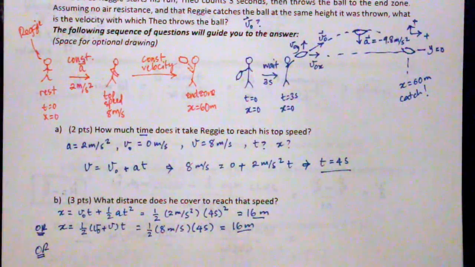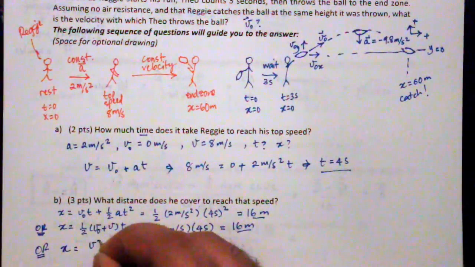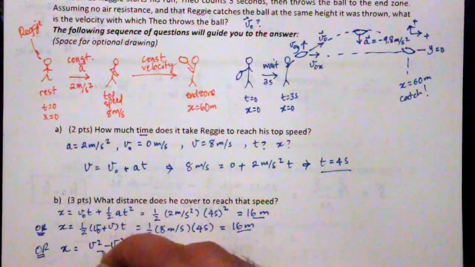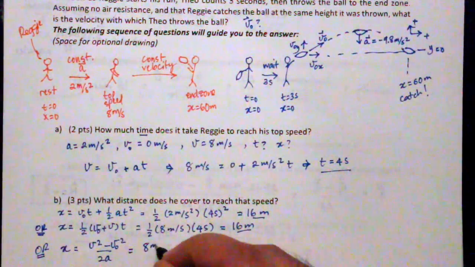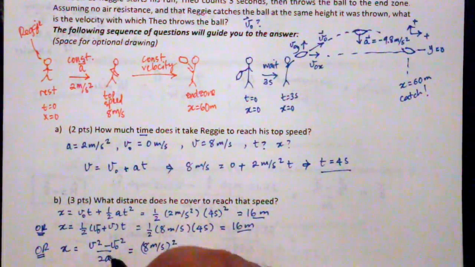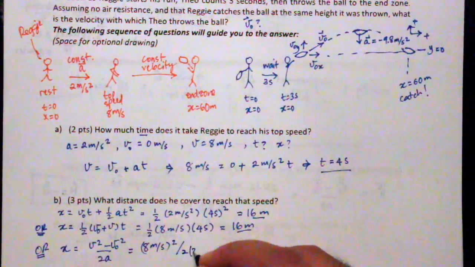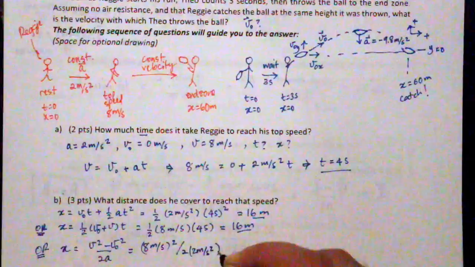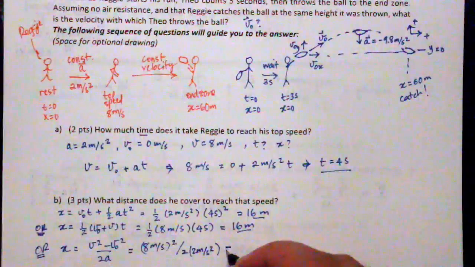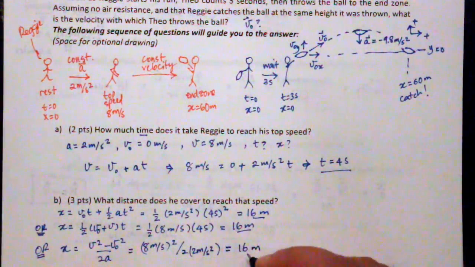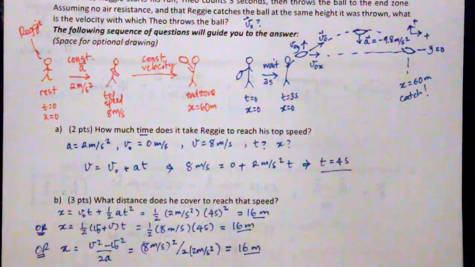Or I also could have used, what's the last equation? It's the one where you have v squared minus v naught squared over twice the acceleration. V is 8 meters per second all squared, minus v naught squared, that's 0, over twice 2 meters per second squared. So 2 times 2 is 4. 8 squared is 64 over 4 is also 16 meters. So any of these really could have worked.